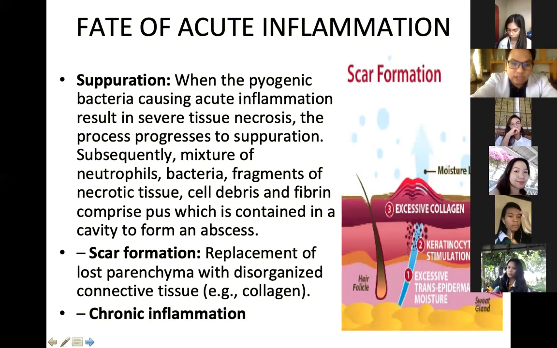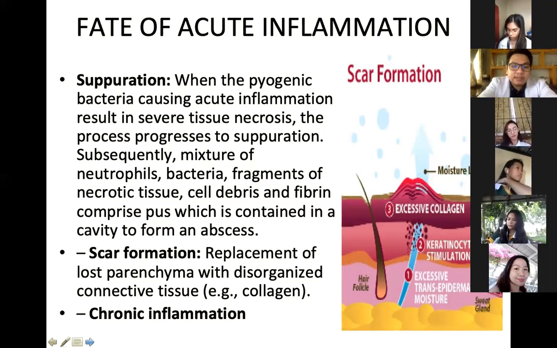Okay? Inflammation na merong pus. Okay? Suppuration. Okay? Scar formation, replacement of lost parenchyma with disorganized connective tissue, for example, collagen. Okay? Yung mga scar formation. And then, acute inflammation can also become chronic. Okay?